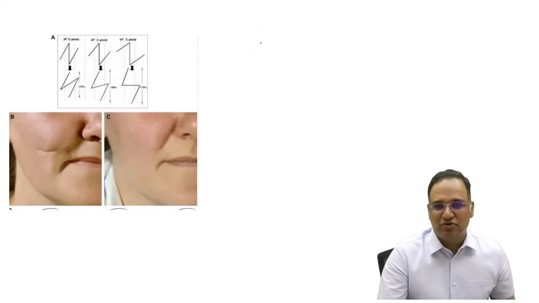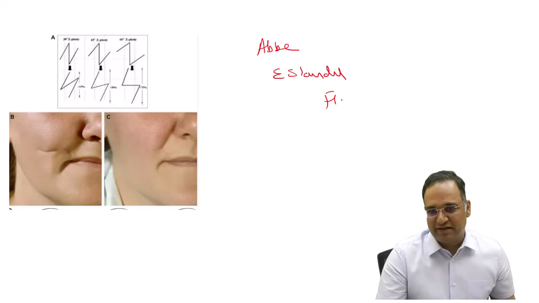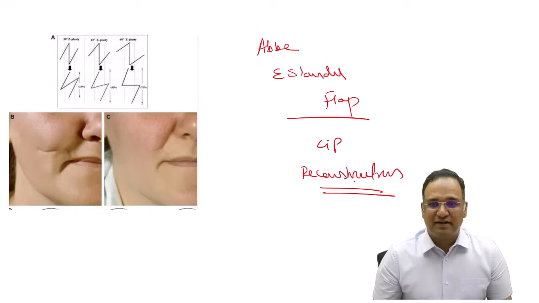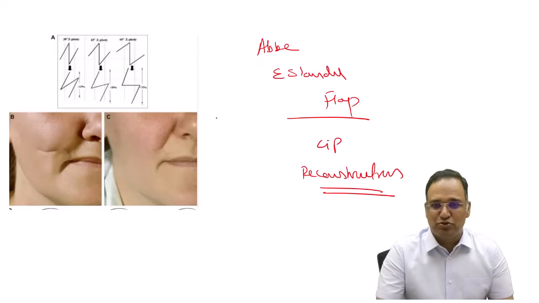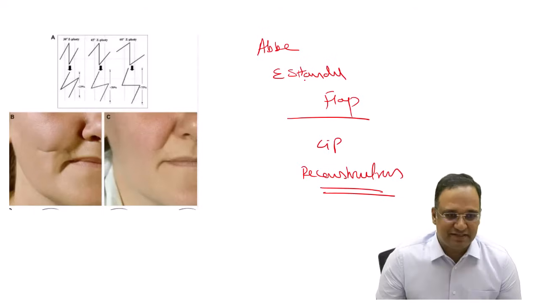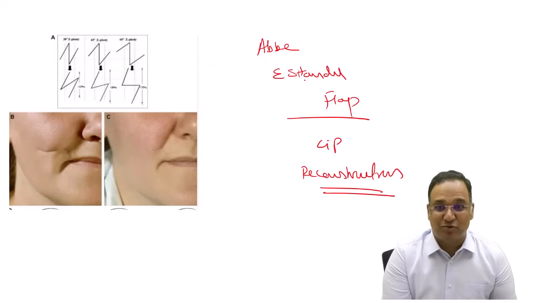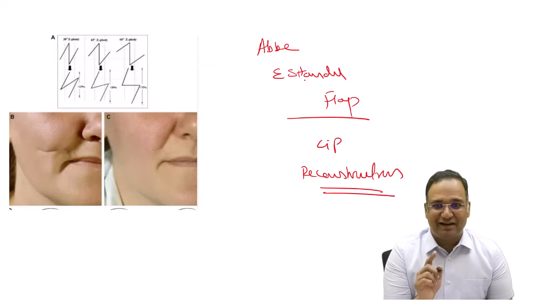They can also ask you about the Abbe-Estlander flap. This is a very standard entrance exam question. The Abbe-Estlander flap is used for lip reconstruction. Another question that can be asked is: what is the flap used for the sacrum, that means pressure sores of the sacrum? It's a rotation flap. Understand this: rotation flap for sacral pressure sores.